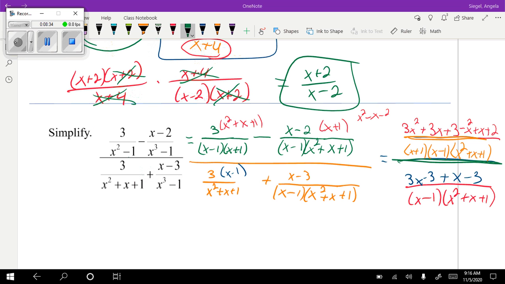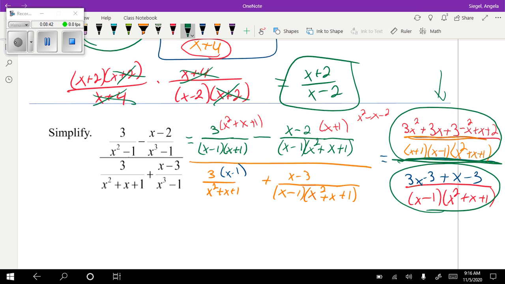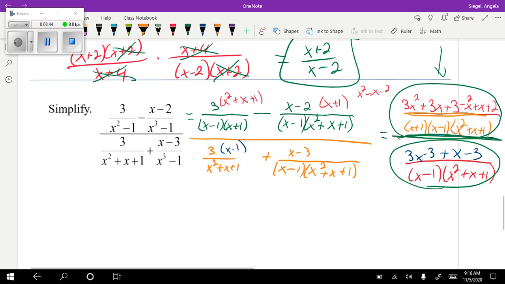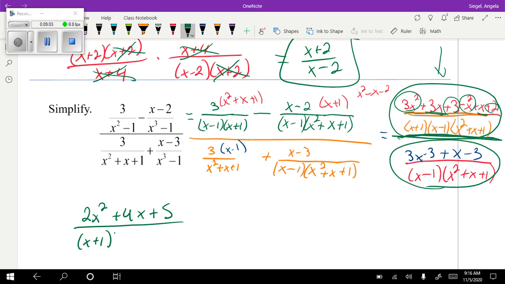Okay, my goodness, there's so much going on here. So this is the first thing that I ended up with in the numerator, and this is what I ended up with in the denominator. Let's just focus on this and clean that up a little bit. So I end up with 2x squared right here, and then let's add 3x plus an x, so plus 4x, and then plus 5. And on the bottom, I have all of this yuckiness.